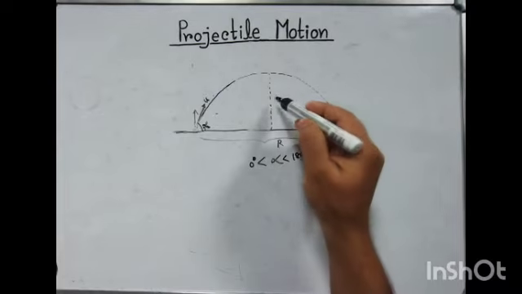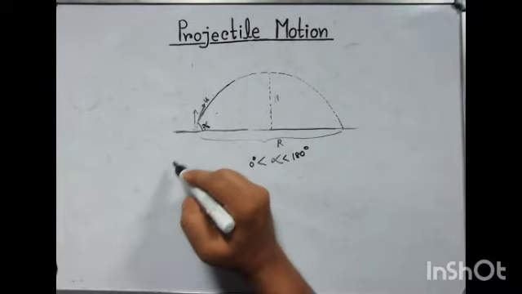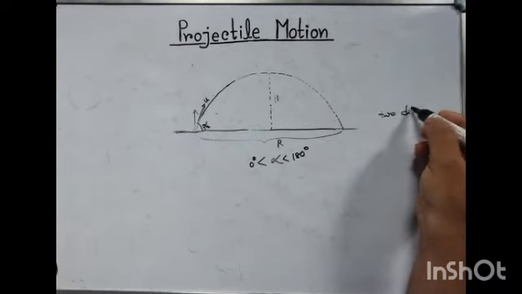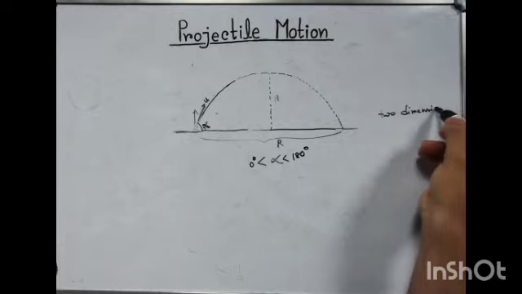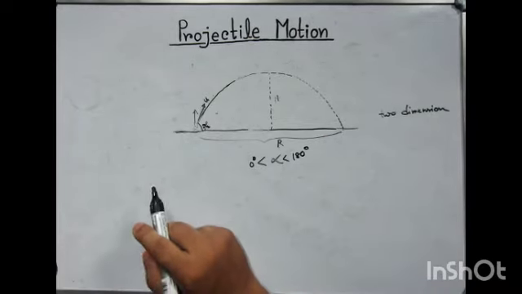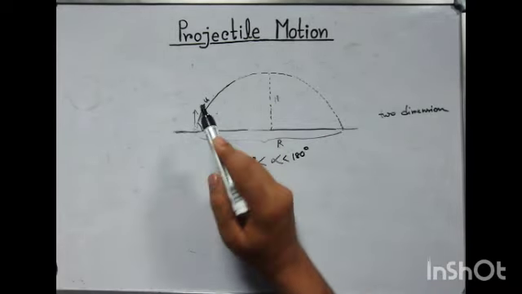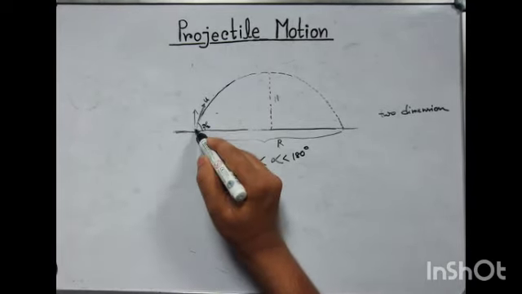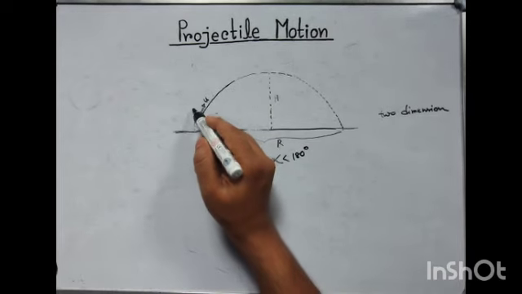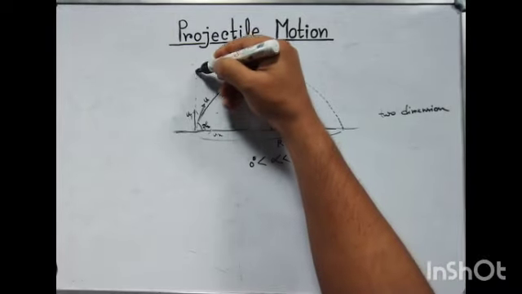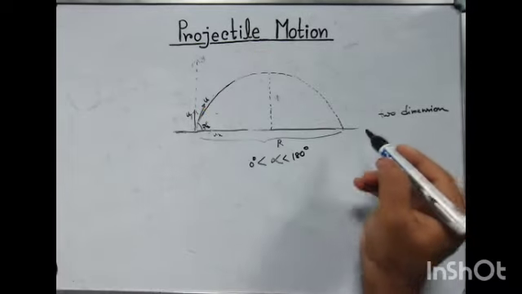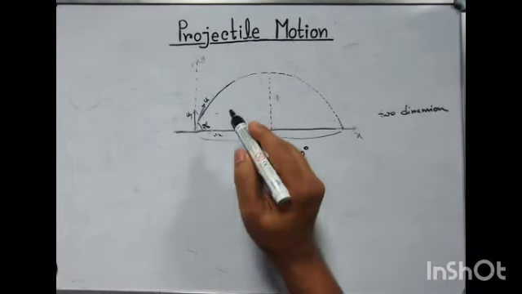We'll evaluate these values, but the first thing you have to understand is this motion is confined in 2 dimensions. So when you throw, the ball has only 2 components. This u vector has only 2 components. This is ux and this is uy. Suppose you take the vertical direction as y-axis and the horizontal direction as x-axis.